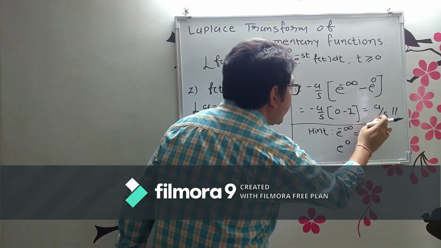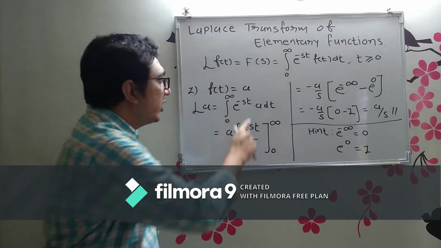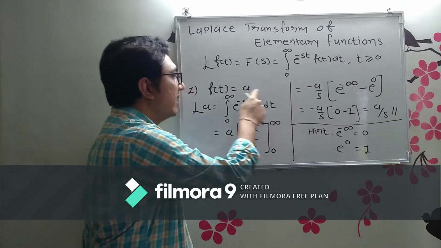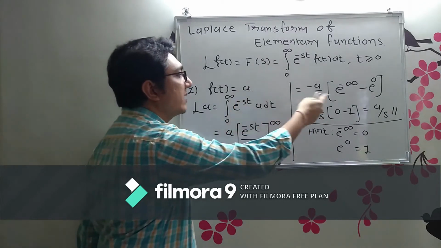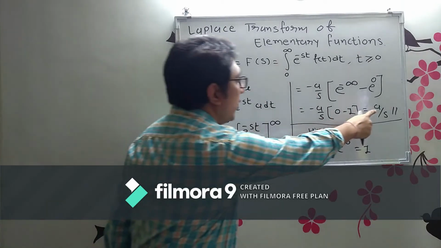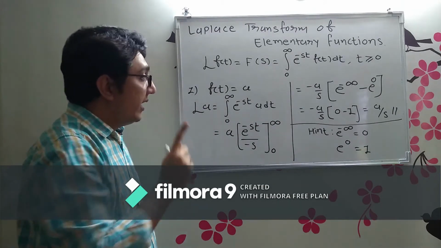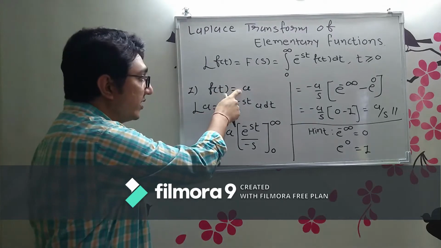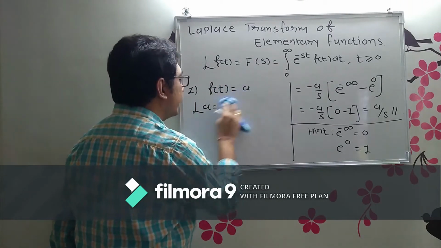Now this a by s is the standard Laplace transform of this constant a. So if instead of a I write 1, the Laplace transform of 1 is 1 by s, the Laplace transform of 2 is 2 by s, the Laplace transform of minus 5 is minus 5 by s. That means the Laplace transform of a constant is constant by s. We have a standard formula, right? And you have to remember this formula for the next lectures also. I am going to use this formula. Now let us talk about the second function.